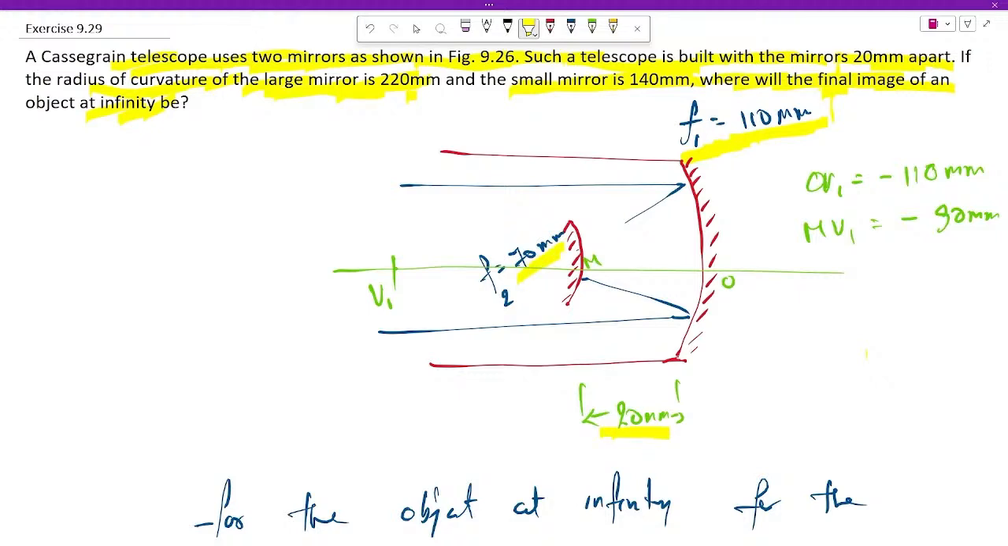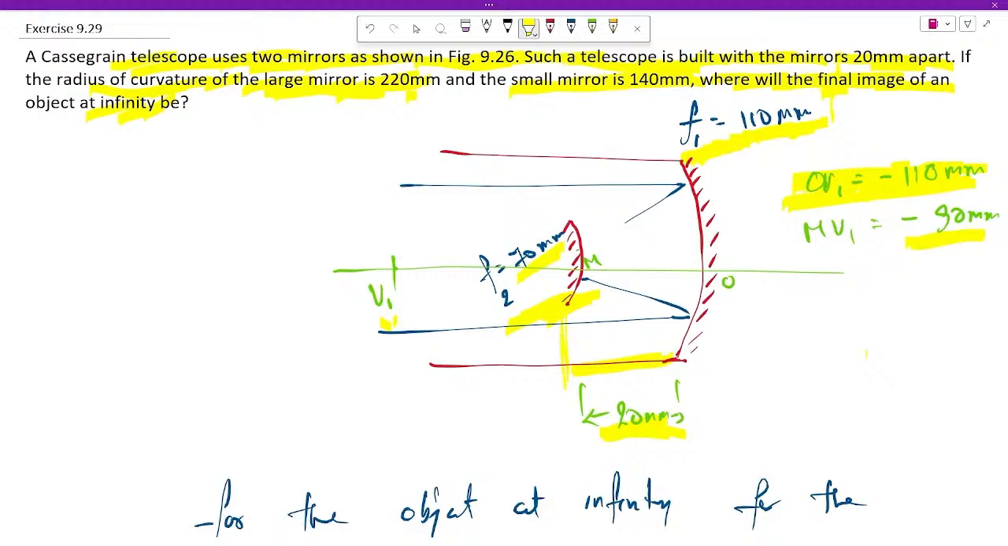So for the object at infinity, the image formed by the first mirror is going to be at the focal length of the first mirror, and since the focal length of the first mirror is 110 mm, the image position is going to be equal to minus 110 mm. I have denoted it as v1, so the value of v1 is going to be equal to minus 110 mm. Now this image is going to act as a virtual object for the second mirror. Since the second mirror is positioned 20 mm in front of the first mirror, the object position for this second mirror is going to be 110 minus 20, and with sign convention it is going to be equal to minus 90 mm.